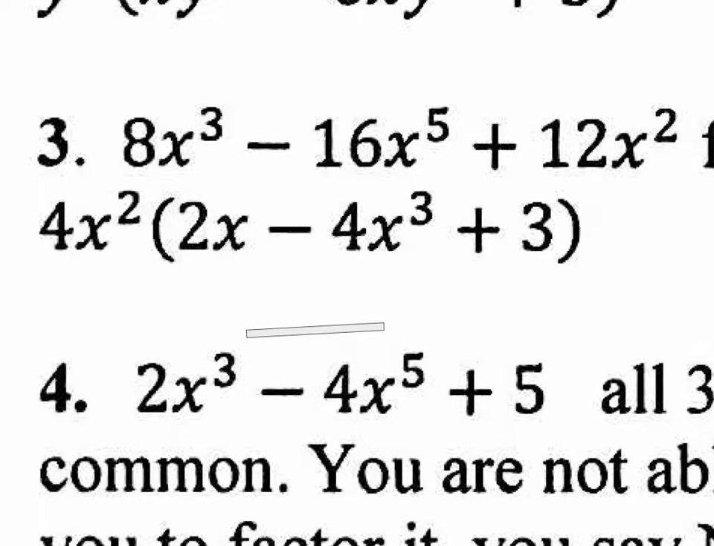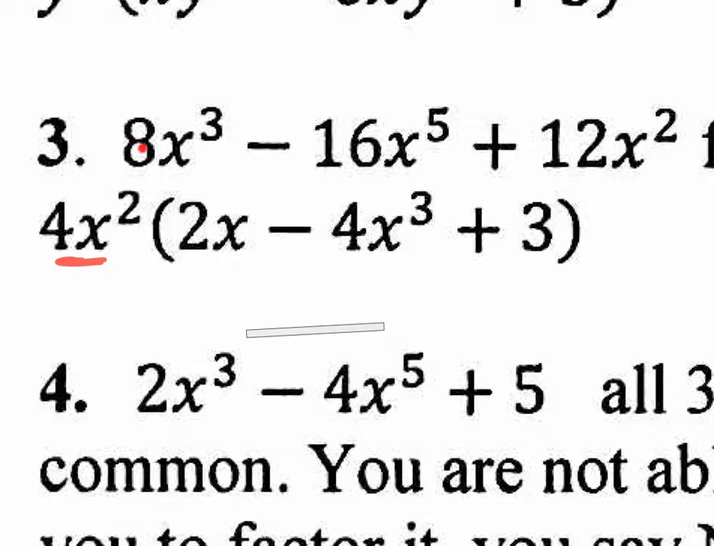So you could also pull out a maximum amount of x's. And what's that maximum amount of x's that you could pull out? 2. So the GCF, including the numbers and the letters, is 4x squared. That's our GCF. The GCF is 4x squared. So if I pull out the 4x squared, what will I have left over on the inside?